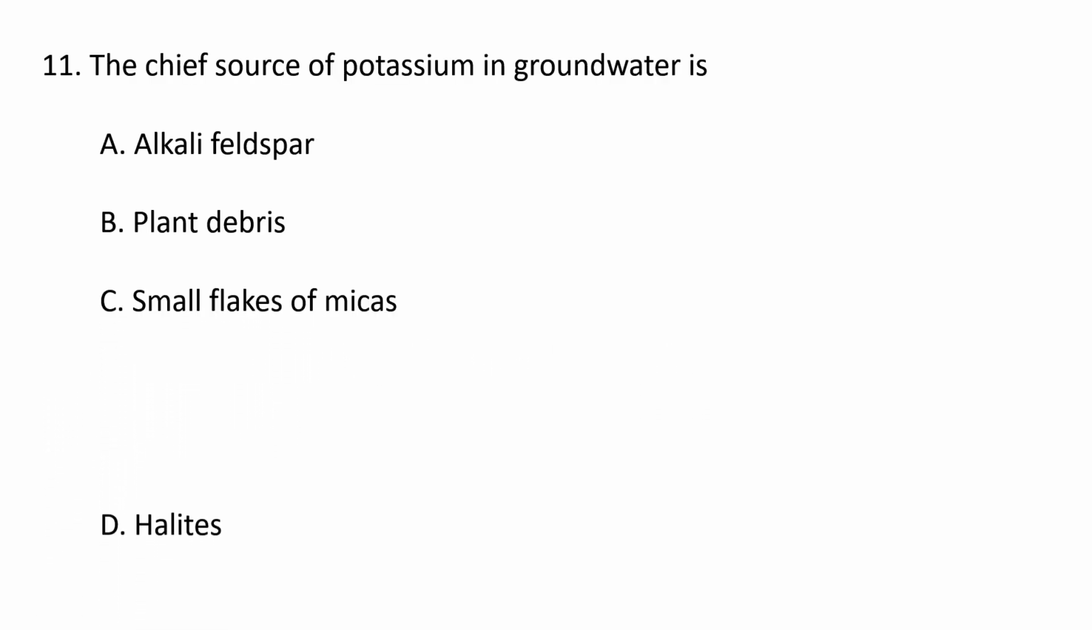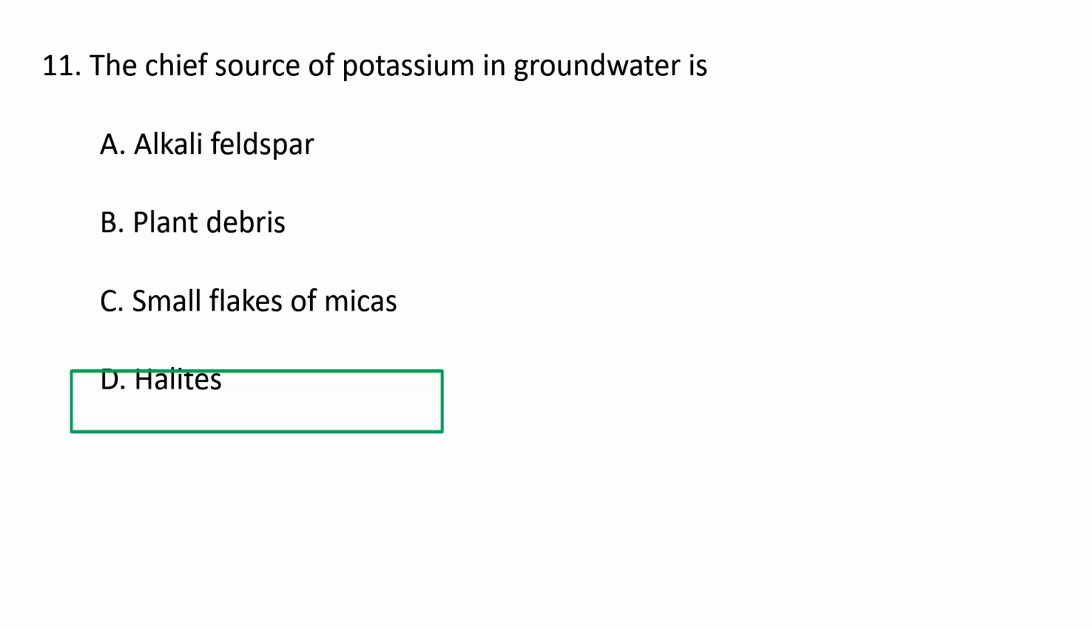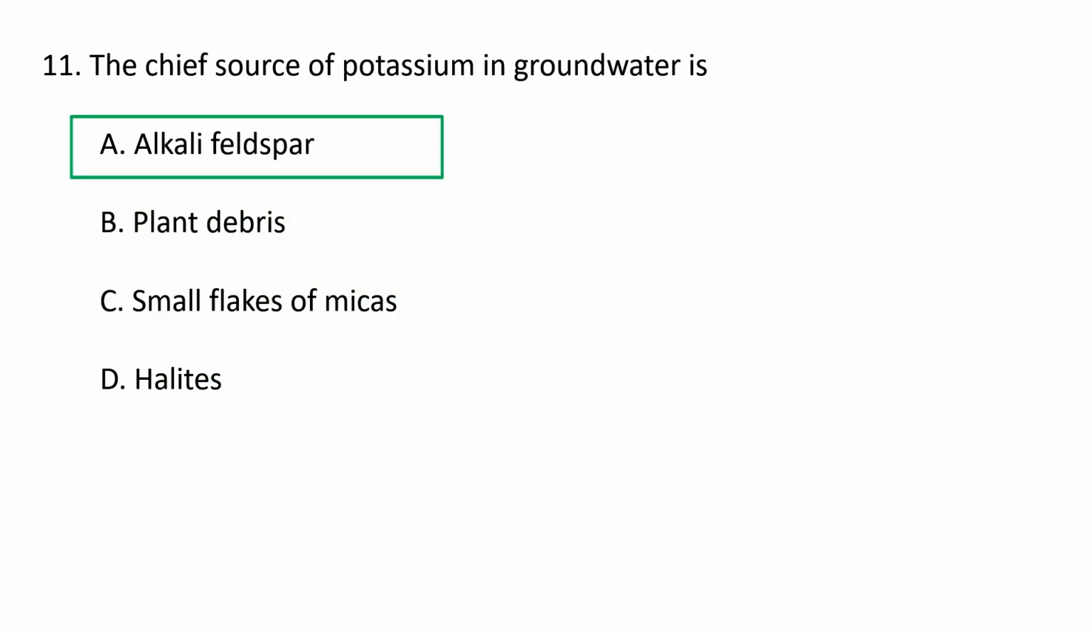Alkali feldspar, B. Plant debris, C. Small flakes of mica, D. Halides. The chief source of potassium in groundwater is alkali feldspar. The potash feldspars are the chief sources, and sometimes potassium fertilizers are also the secondary source of potassium in the groundwater. So the correct option is the chief source of potassium in groundwater is alkali feldspar. A is the correct option.